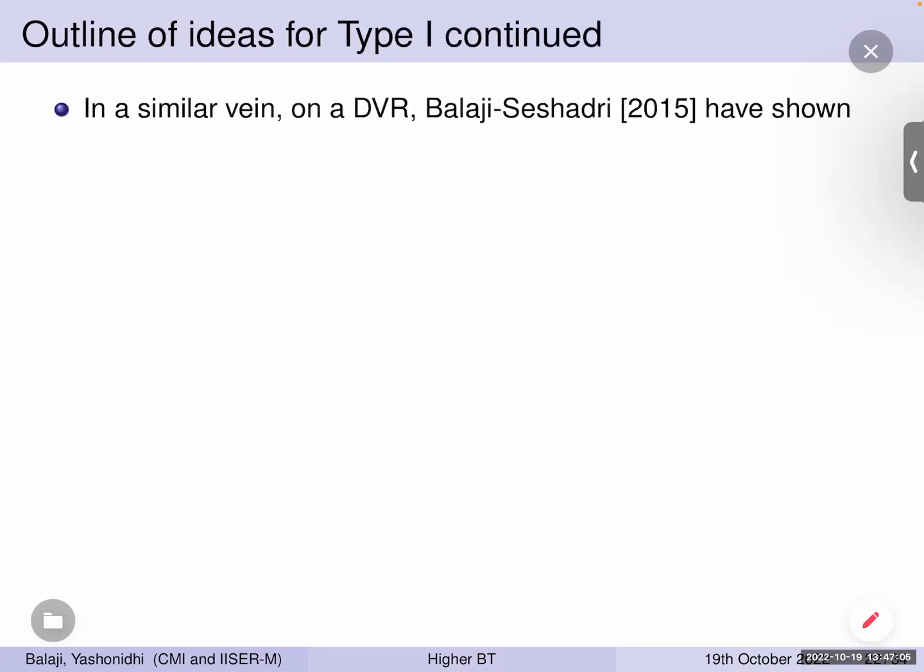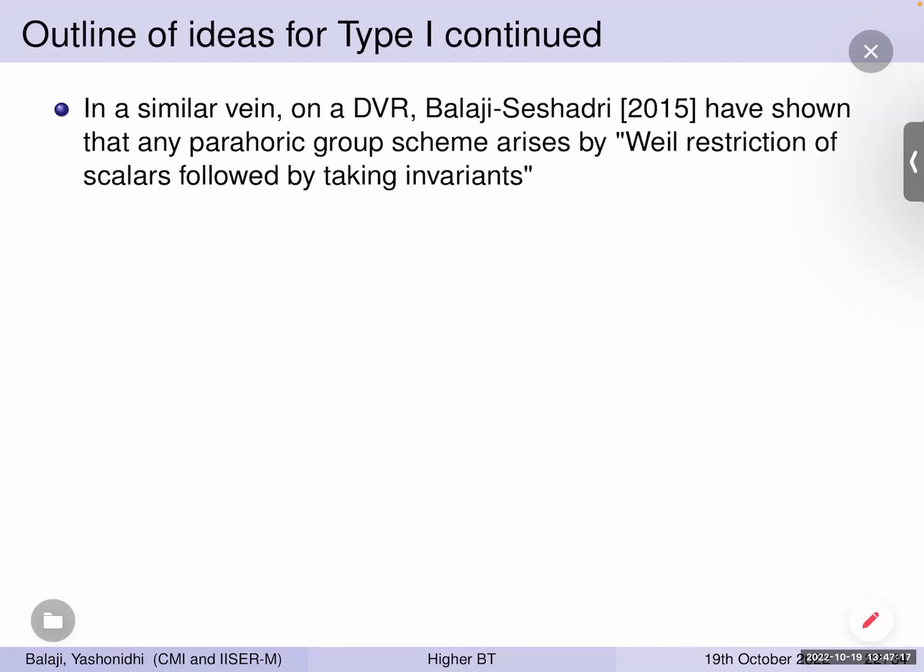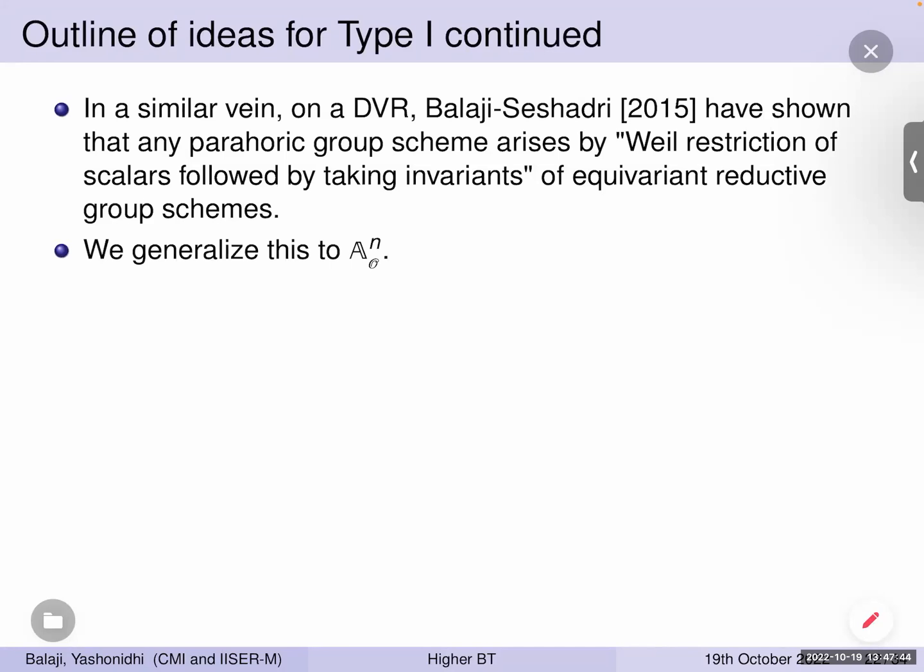I'll continue. So in a similar vein, on a DVR, Balaji-Seshadri have shown that any parahoric group scheme arises by Weil restriction of scalars followed by taking invariants of equivariant reductive group schemes. So here, equivariant vector bundles have been replaced by equivariant reductive group schemes, and the invariant direct image functor has been replaced by Weil restriction of scalars followed by taking invariants. And this way we get any parahoric group scheme. We generalize this to A^n.